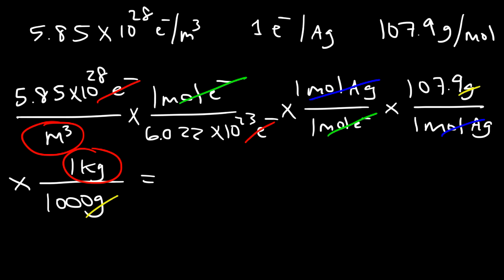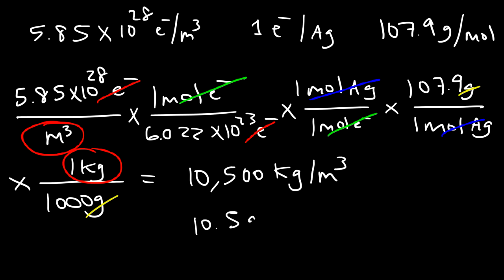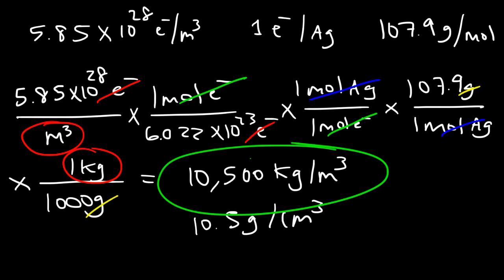So this is going to be 5.85 times 10 to the 28 divided by 6.022 times 10 to the 23 times 107.9 divided by 1,000. And so in this case, if you round it, it's about 10,500 kilograms per cubic meter, which is the same as 10.5 grams per cubic centimeter. So that's how you can calculate the density of silver if you're given the number of free electrons per cubic meter.